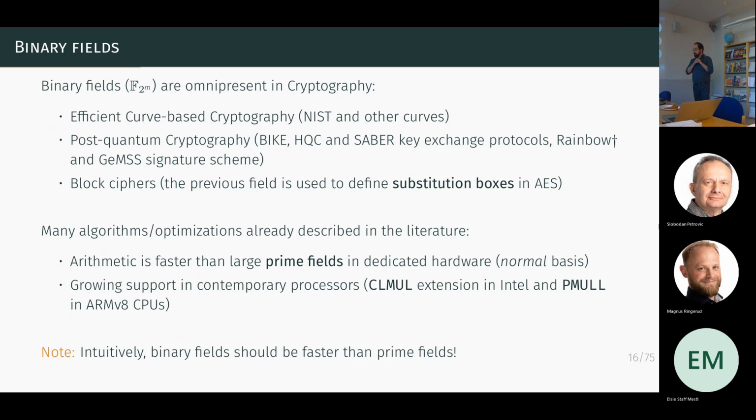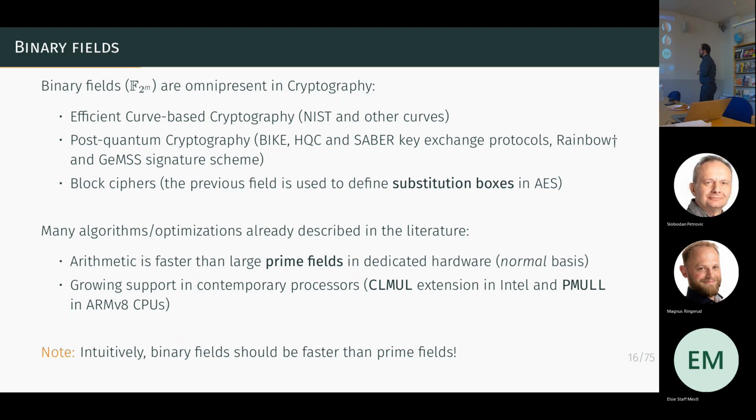The literature has lots and lots of different optimizations. It was already known in the 90s that in hardware, if you can synthesize the circuits in the CPUs, binary fields or binary curves in particular are more efficient than prime fields. I mentioned some of the examples why this is the case. This is also true now for software.